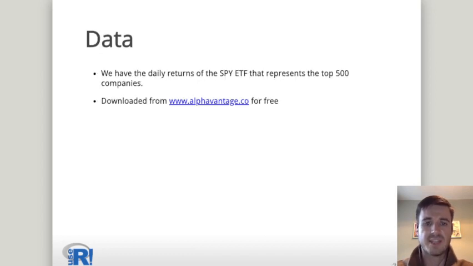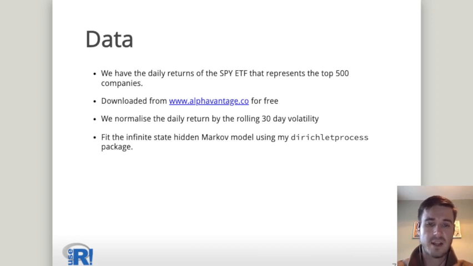Now in terms of data for this application, we have the daily returns of the SPY ETF, which represents the top 500 US companies and is a good representation of the stock market. You can download this data from alphavantage.co for free. And after downloading, we normalize this data by the daily 30-day rolling volatility. We then fit the infinite state hidden Markov model using my Dirichlet process package.